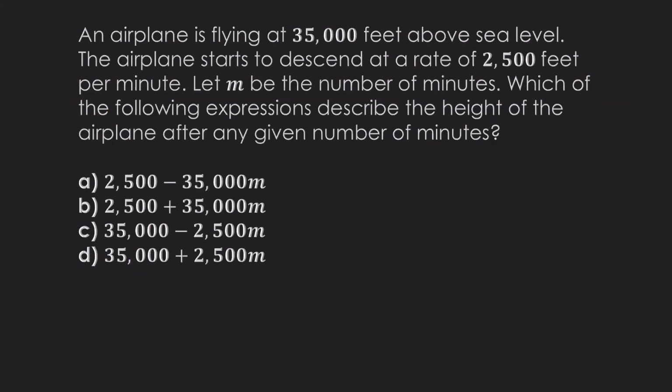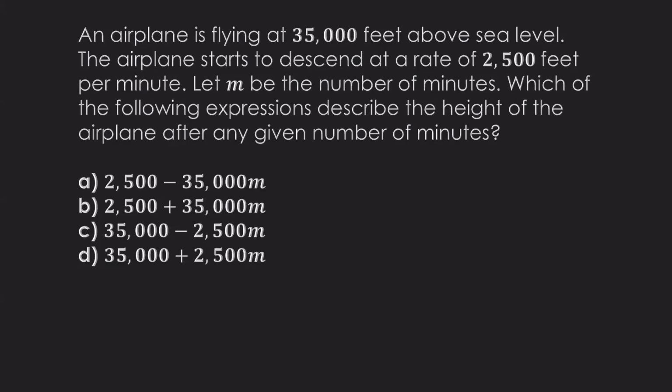Okay, so let's look here. This is, again, just expressions. An airplane is flying at 35,000 feet above sea level. The airplane starts to descend at a rate of 2,500 feet per minute. M is the number of minutes. They've already done our let statement for us. Which of the following expressions describes the height of the airplane after any given number of minutes?